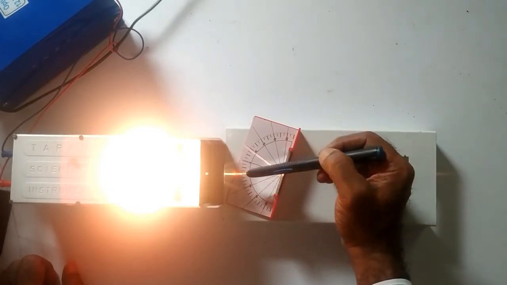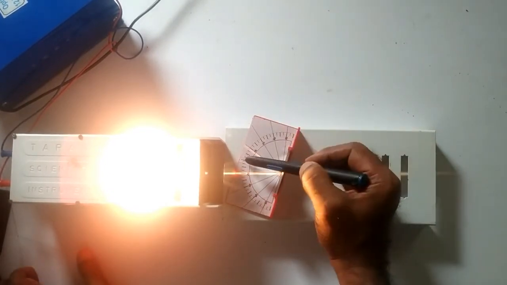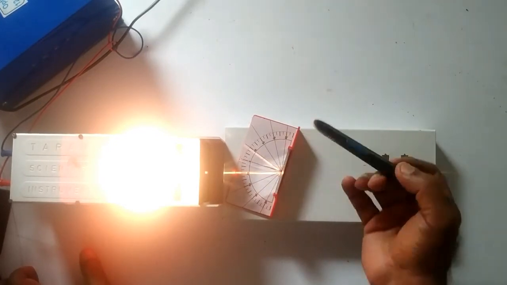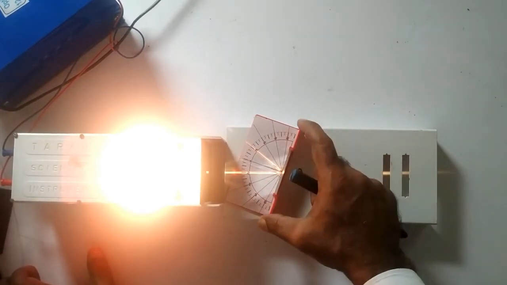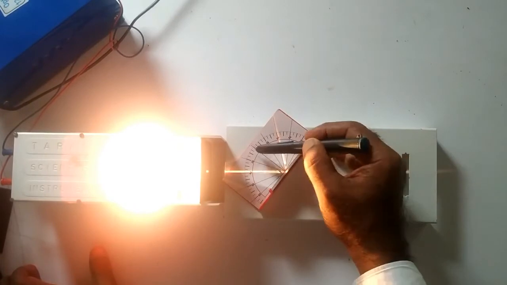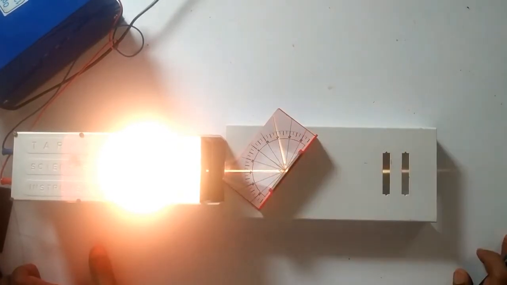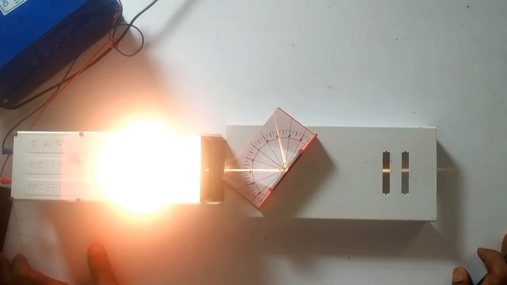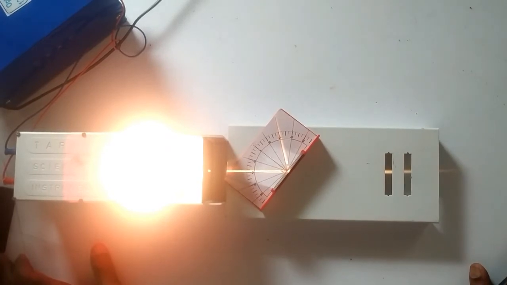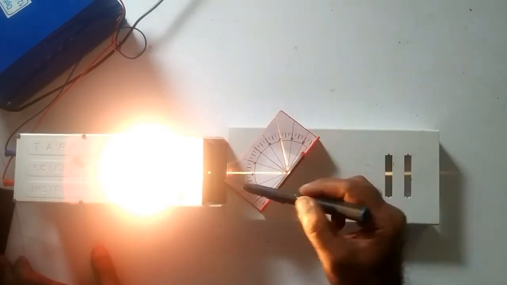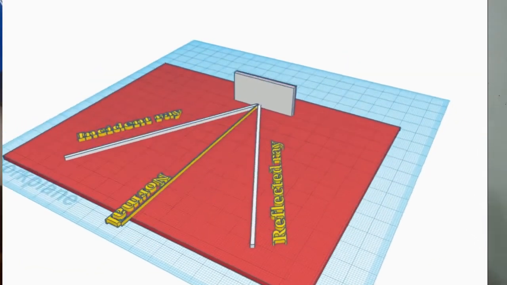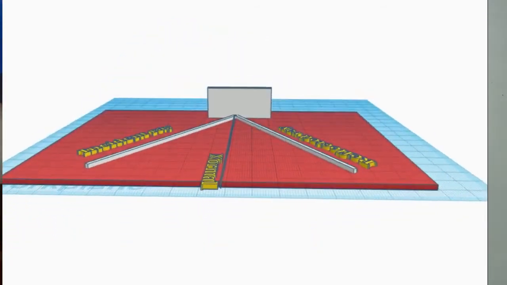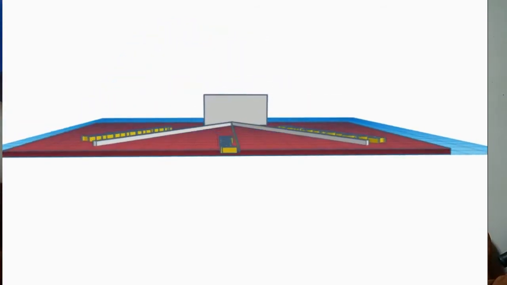So we have learned that when light falls on a plane mirror, it forms an angle between the incident ray and reflected ray, right? And there is a line which is drawn, which is called the normal. So the angle between the normal and the incident ray is the angle of incidence, and the other angle, on the other side of the normal, is the angle of reflection, right? And we have learned that the angle of incidence is always equal to the angle of reflection, and the incident ray, reflected ray and the normal will always lie on the same plane.